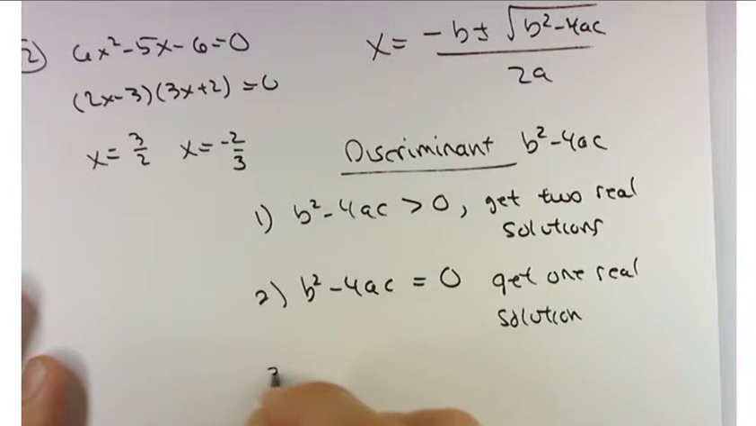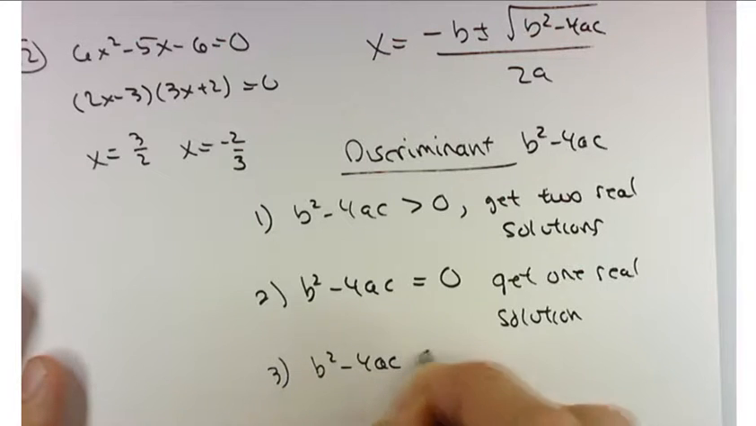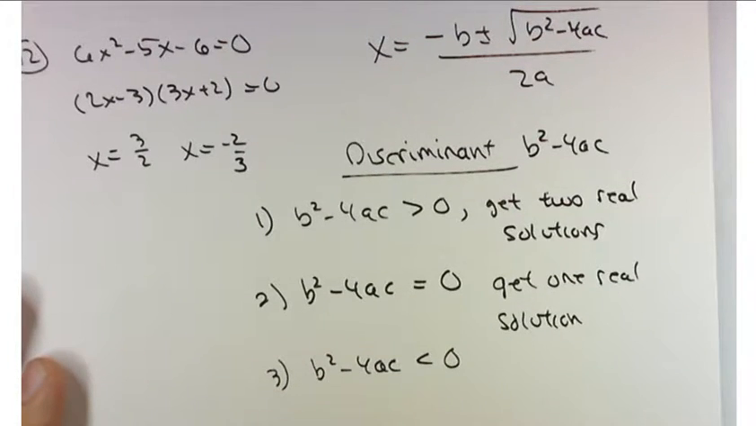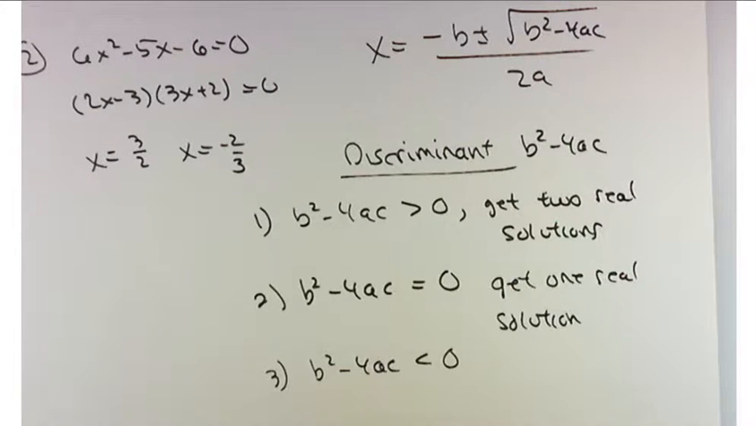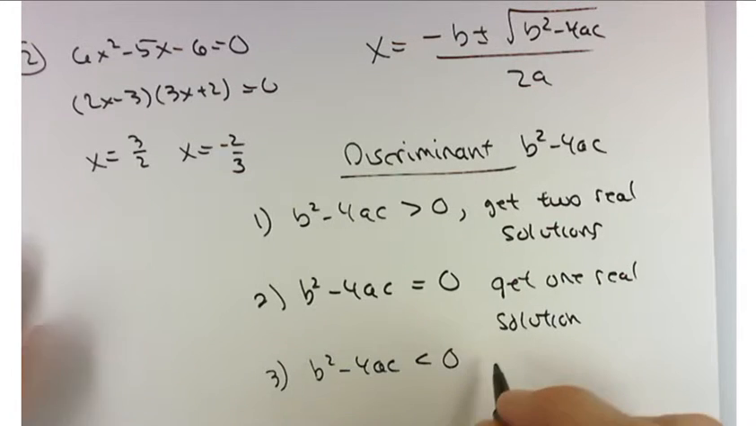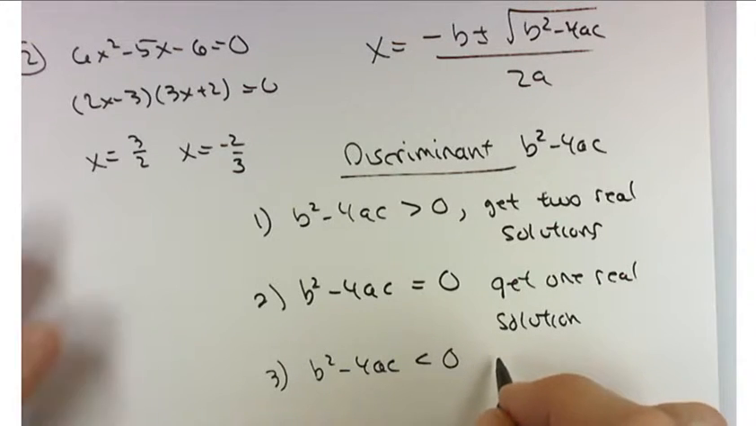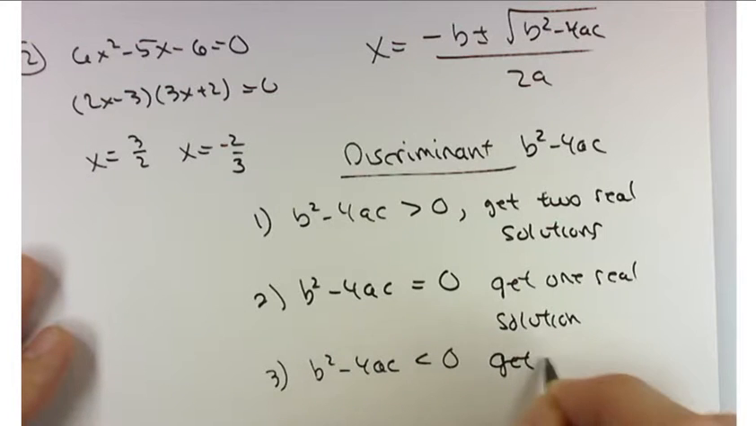And last but not least, what's our remaining possibility? Less than 0. Now let's think about it. If this is less than 0, you're going to take the square root of a negative number. What happens when you take the square root of a negative number? What kind of number do you get? Yeah, complex or imaginary. Good. So you get two complex solutions.